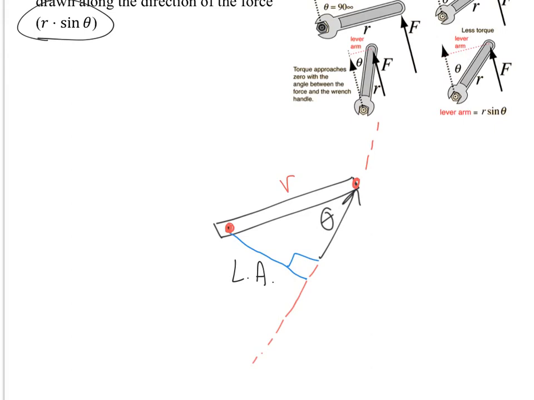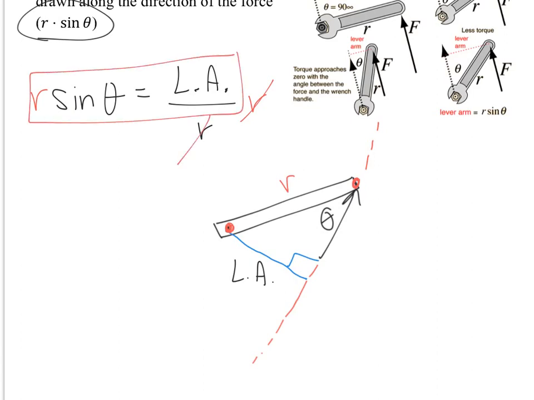We could say that the lever arm is opposite this angle in the triangle, and this is the hypotenuse. Opposite over hypotenuse is the sine function. So we could say that the sine of theta equals the lever arm, which is the opposite, over the hypotenuse, r. So how do you get the lever arm by itself? Multiply both sides by r, which brings r up here, and those cancel. So the lever arm is just r sine theta.